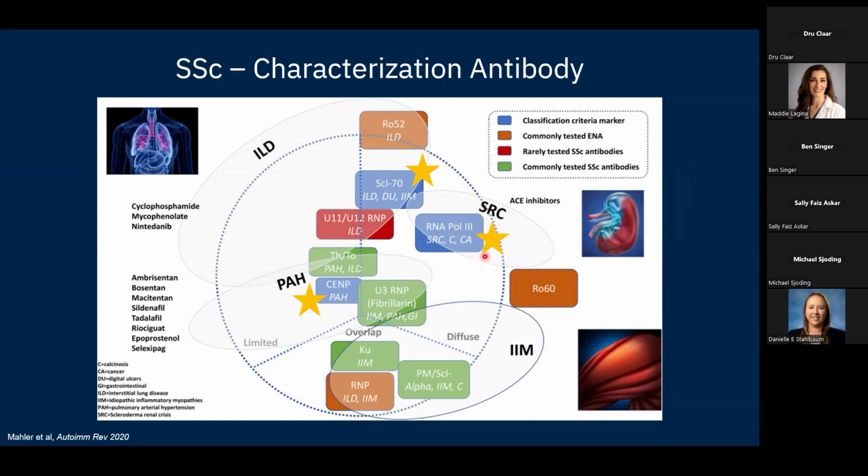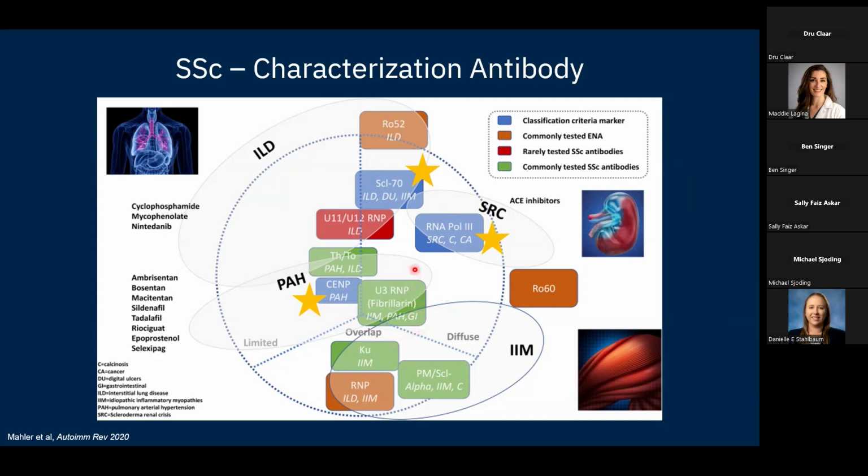RNA polymerase 3 antibodies, they can have lung disease, but it tends to be more limited and not as progressive. Notably, these patients are much higher risk for scleroderma renal crisis. They have that really bad skin disease. And then it is also a paraneoplastic association. So about 1 in 5 patients, we detect a cancer that might be triggering their scleroderma to occur. Centromere patients, again, their ILD tends to be more mild and less progressive, but certainly people break the rules. And then they tend to be associated more with pulmonary arterial hypertension.